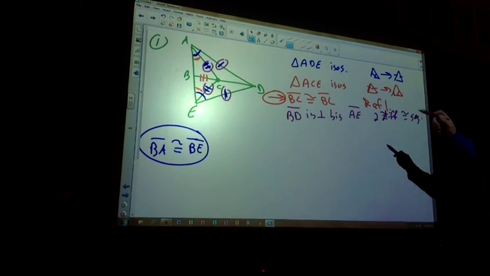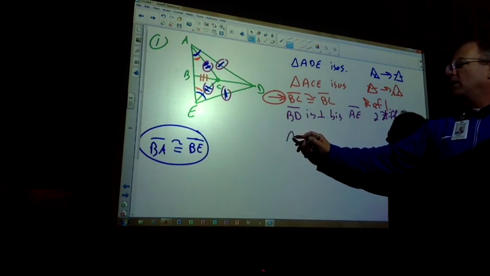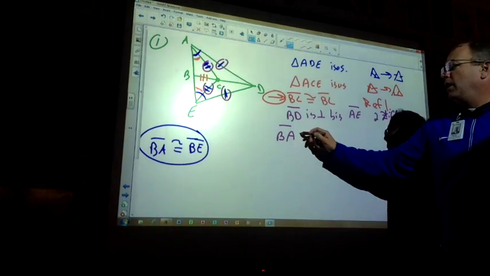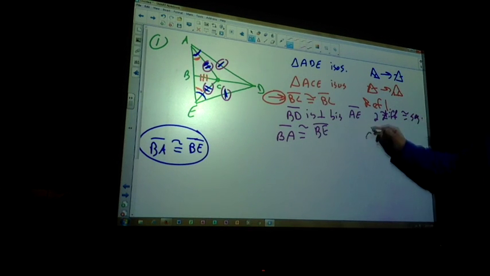Thanks. And then if you can say that, then you could go ahead and state that BA is congruent to BE, and this is the definition of perpendicular bisector.